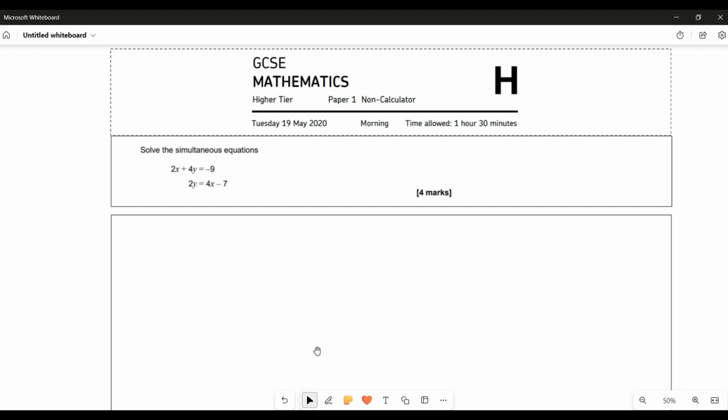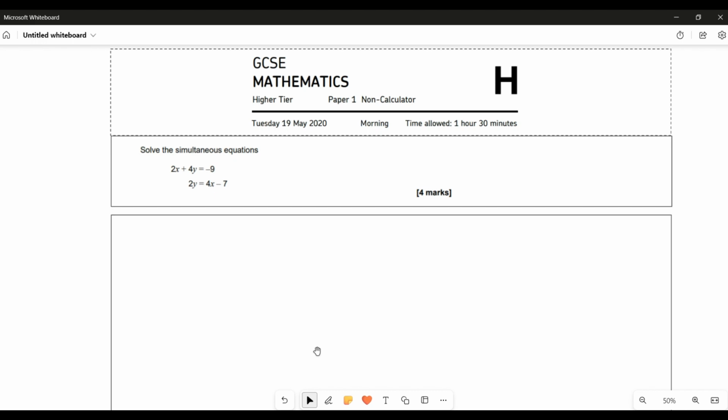Before we move ahead, let's understand what a simultaneous equation is. Simultaneous equations are when you are given two, or more precisely two, equations which are related with the same variable. What do we mean by that? We mean that those two equations share a common variable.